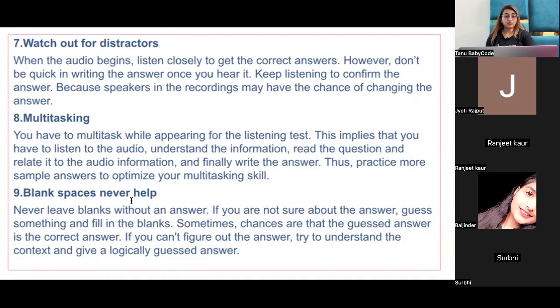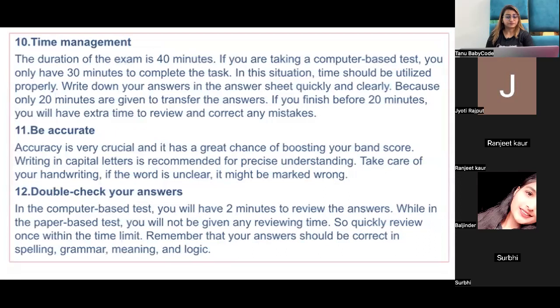राइट। Ninth one is blank spaces never help. तो इसलिए कभी भी ब्लैंक आंसर नहीं छोड़ना। If you are not sure about the answer, guess out, फिल करो ब्लैंक्स को, but do not leave a blank, right? सो अनआंसर नहीं, you can write a wrong answer because there is no negative marking, right? So please try to logically guess the answer and then write it down.